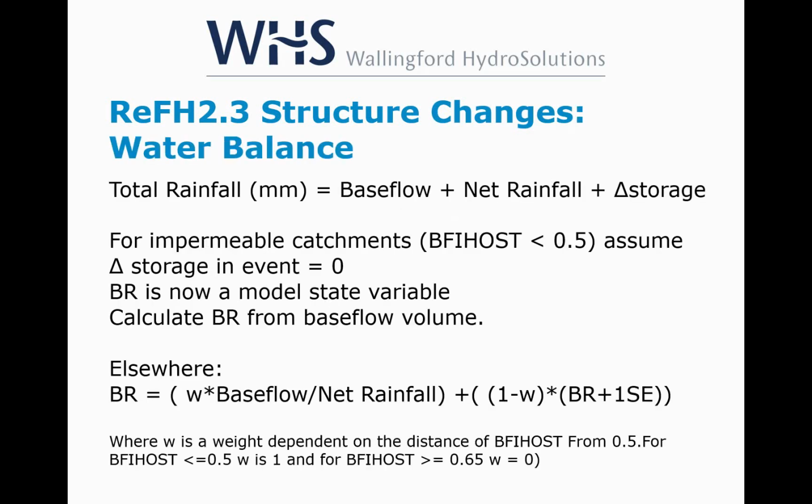So the first thing that we did was look at the water balance. So here we've got a very simple event water balance. We've got our rainfall in our event, we've got the base flow generated in the event, the net rainfall, and we've got a change in storage. If we're thinking about an impermeable catchment, then we could assume that the change in storage in an event is zero, i.e. our total rainfall in an event is said to be equal to the net rainfall, the direct runoff, plus whatever contribution there is to the base flow. Therefore, we can now estimate our BR, our base flow recharge, based on that assumption.